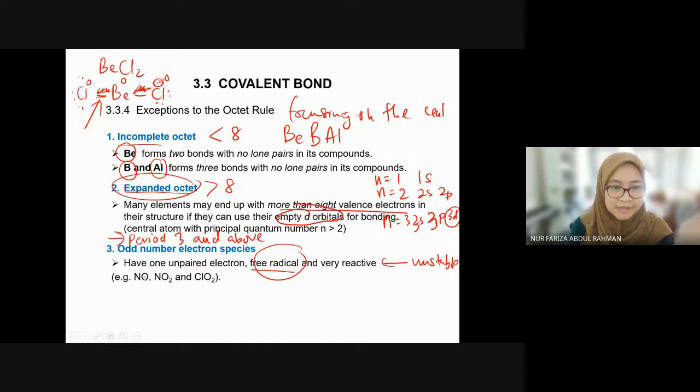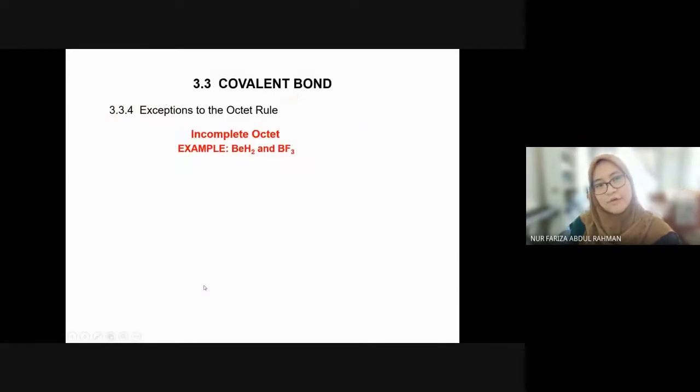You would not expect NO or NO2 to be an odd number electron species, right? They look healthy. And ClO2, surprisingly, turns out to be an odd number electron species. Okay, so let's look at them one by one.